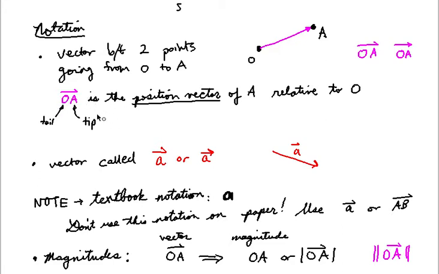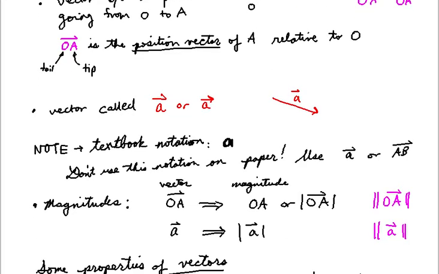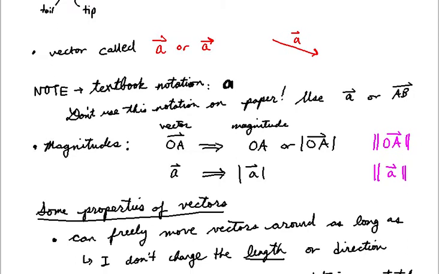And we say OA is a position vector. It's a position vector of A relative to O. What this means is A is at a position away from O that's represented using this arrow. It tells me the position of A relative to O. That's what this vector is telling me. So if I see vector OA like this, we say this is the position vector of A relative to O.